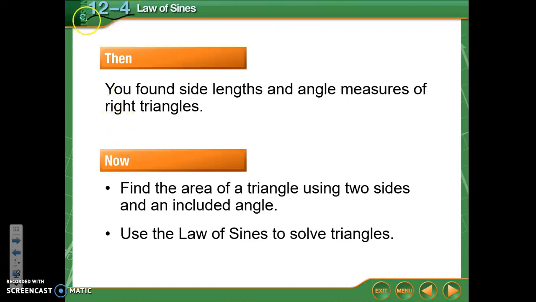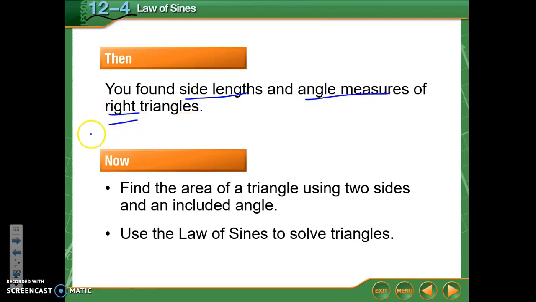Okay, in this section, section 4, we're going to talk about something called the law of sines. Most of you, I think, saw at least an intro to that in geometry. Basically, what we've been doing up until now, when we were solving for a triangle, we were finding side lengths and angle measures, but we were doing that in right triangles.